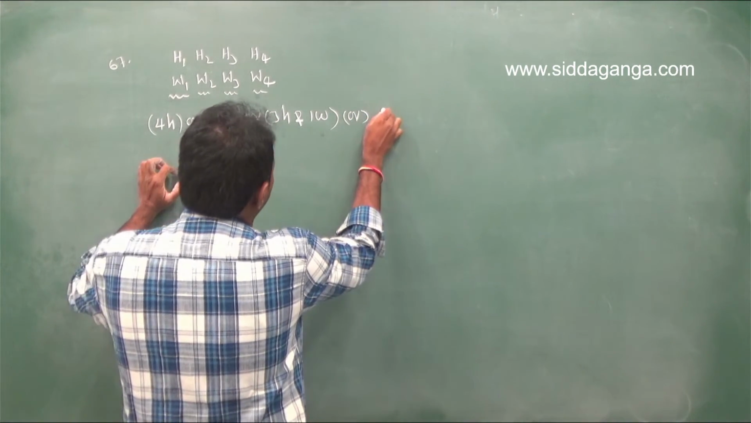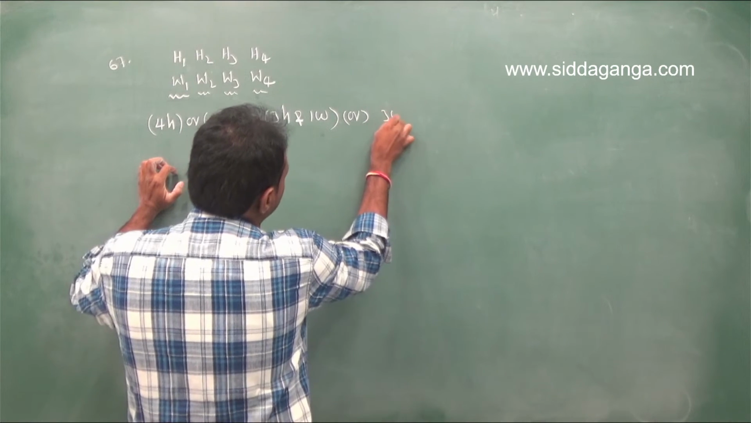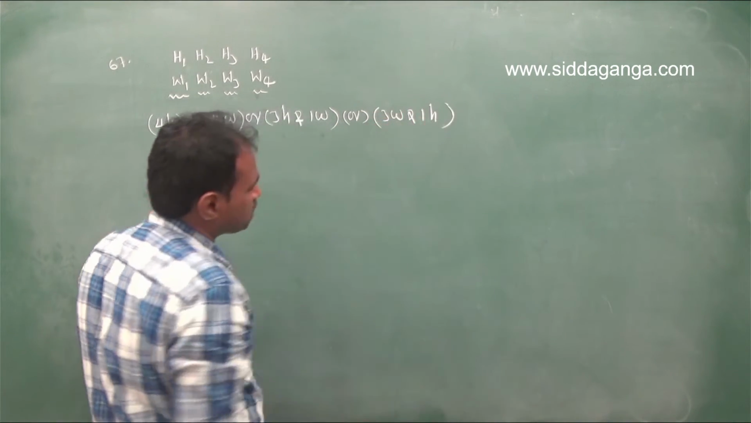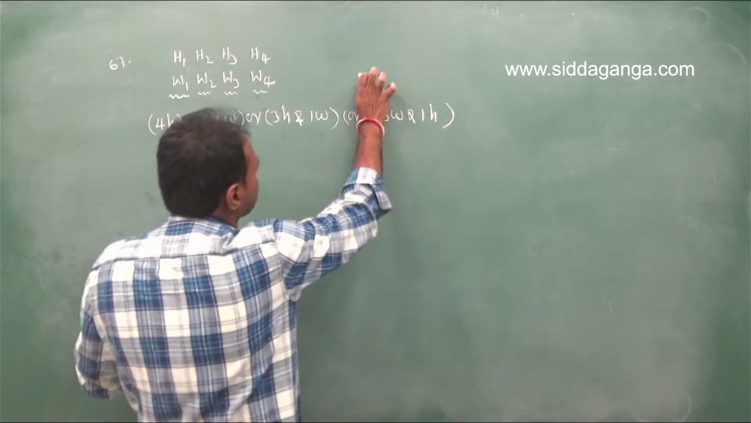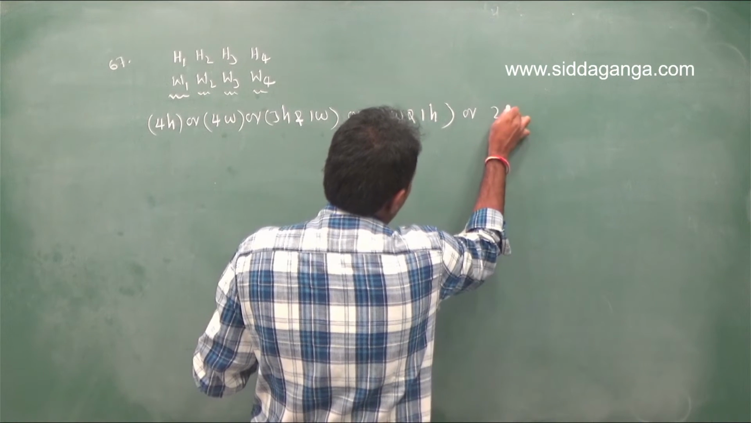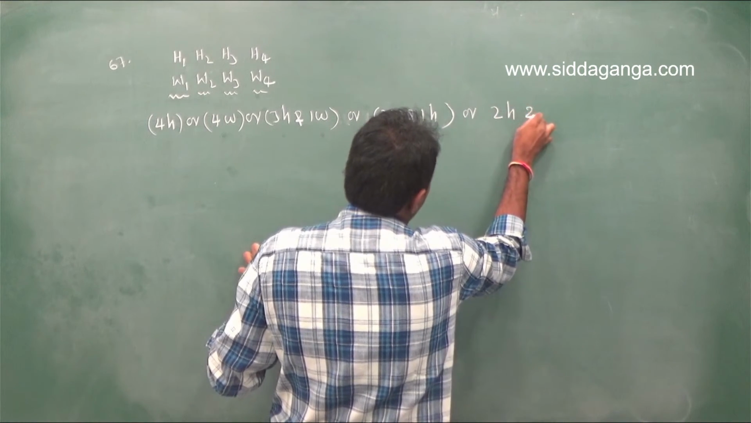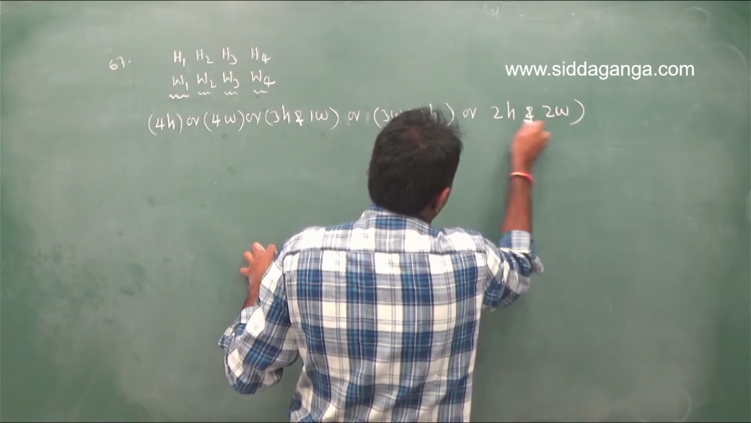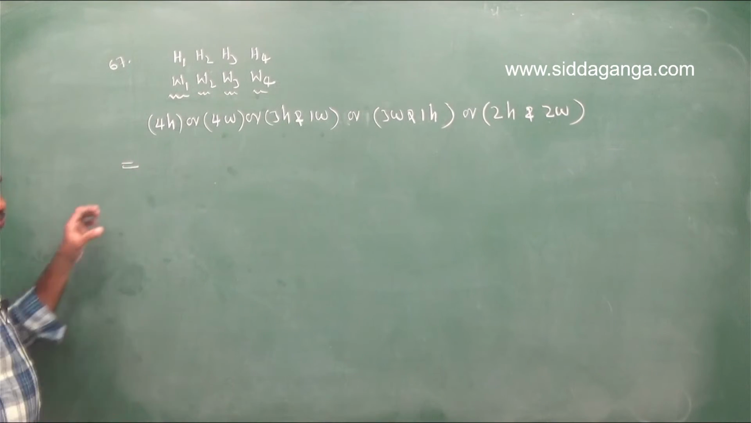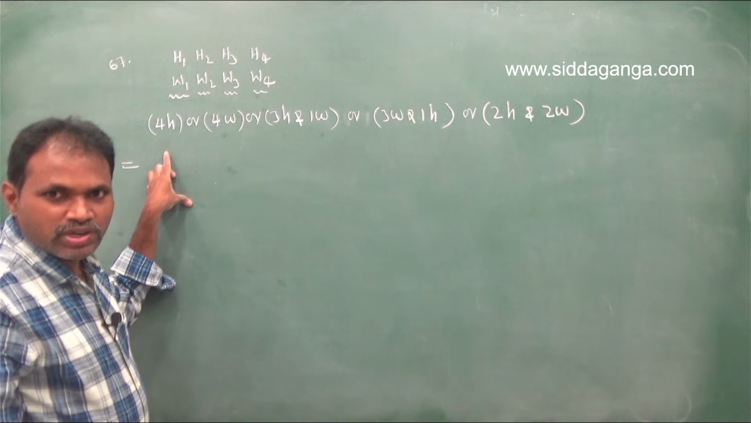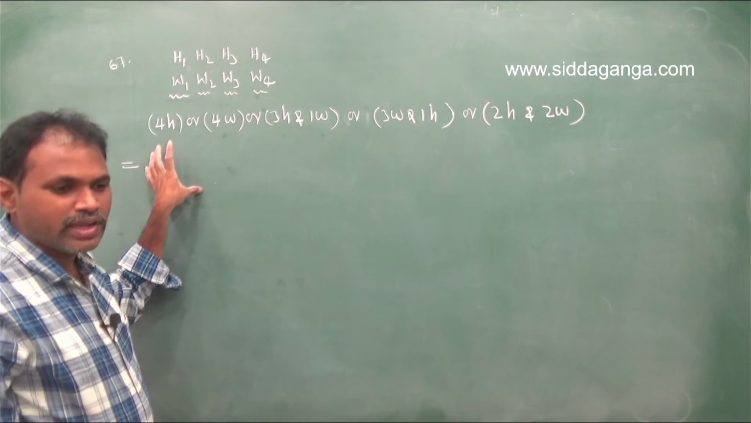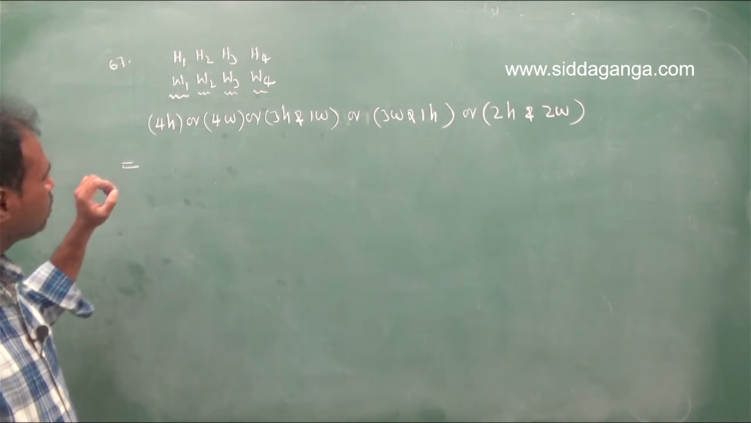Or three wives and one husband, or two husbands and two wives. Like this we can select. For the committee, four members are required, and in those four members you should not get any couple. No couple finds a place.